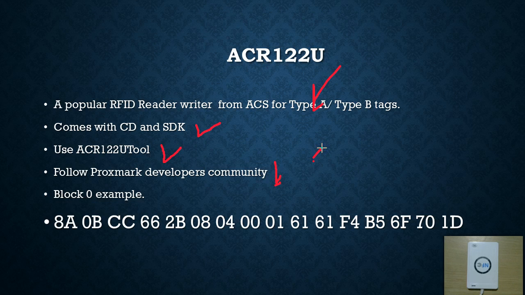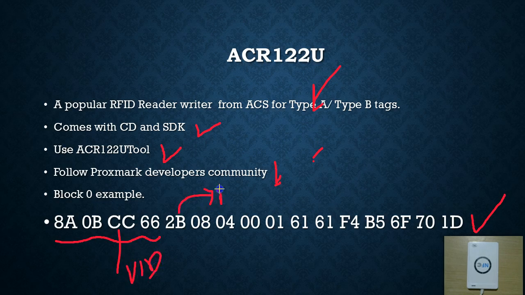I also have an example of block 0 data, which we have seen in the previous videos. Just to recap, the first 4 bytes are the UID, and the 5th byte is a checksum called BCC. These 3 bytes, 080400, refer to the type of the tag, whether it's a classic 1K or 4K and so on. The remaining bytes correspond to the manufacturer's data.